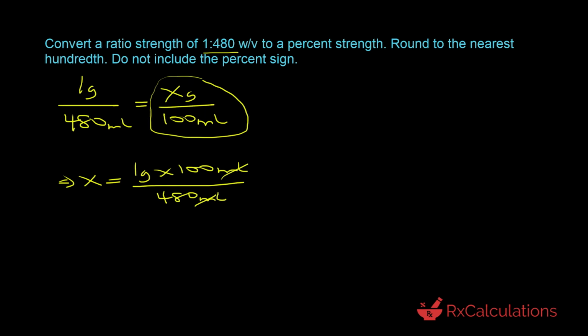The milliliters cancels out. But essentially what you have, even though the answer is in grams, is going to be 0.21%, because per the definition, it's some quantity in grams, which is the 0.21 out of 100 milliliters. That definition is a percentage strength, so you end up with 0.21%. But the question says do not include the percent sign, so the answer is going to be 0.21.